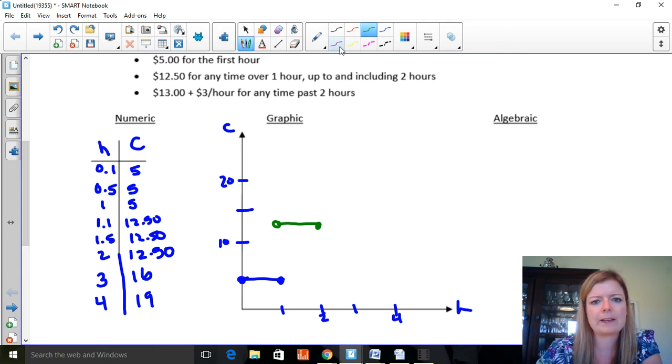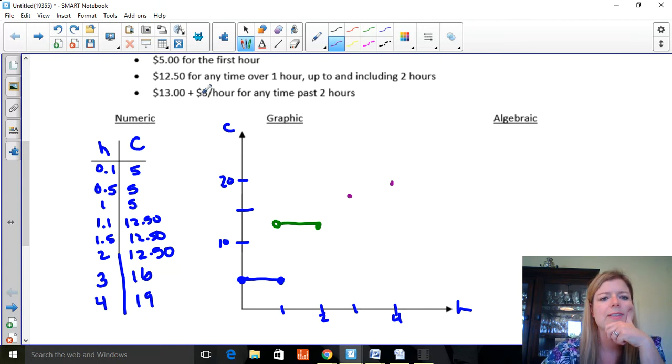So what happens after that? Well, I know that at 3 hours, I'm at 16, which is about here. 4 hours, I'm at 19. At 2 hours, if I was going by this rule, I need to have an open dot there. So it'd be 13 bucks plus $3 an hour for any time past 2 hours. So at 2 hours, there's no time past that. So I just have this little open dot at 13. And that should be a linear line there, right? Okay, let's just pretend there.